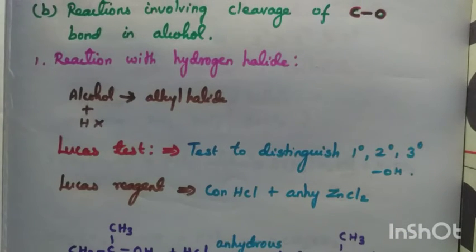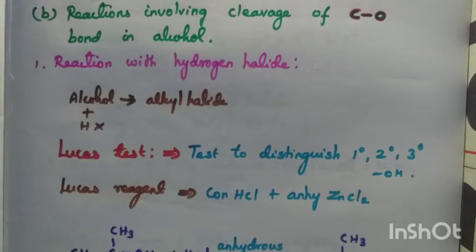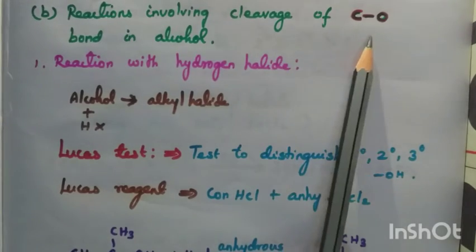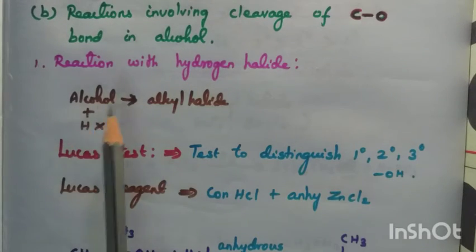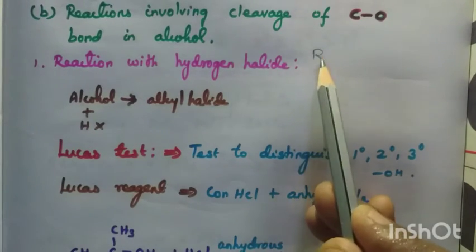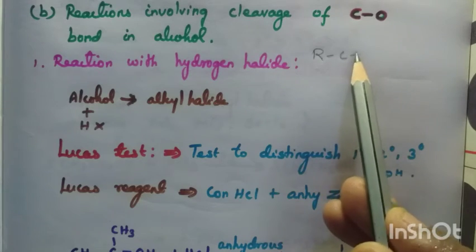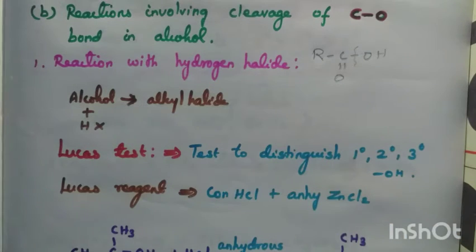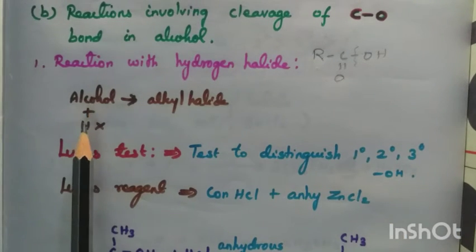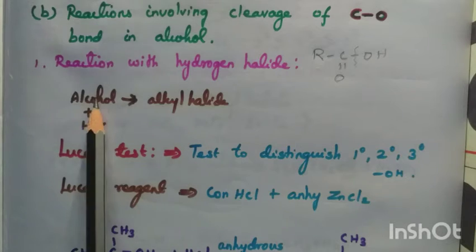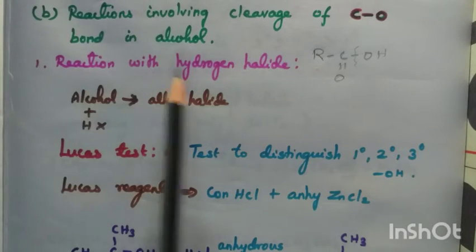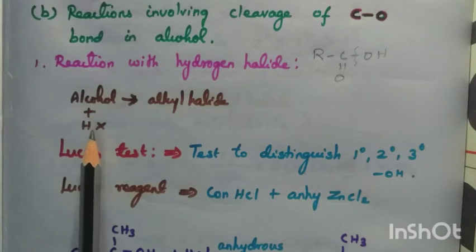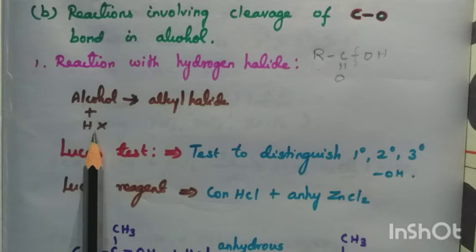Now we are going to see the reactions involving cleavage of the C-O bond in alcohol. Reactions involving the cleavage of the C-O bond in alcohol. C-O means R-C-OH, this bond breaks here. Alcohol with hydrogen halide gives alkyl halide. That is the reaction with hydrogen halide, HCl, HBr, anything. So any alcohol reacts with HX, meaning HCl, HBr, etc.